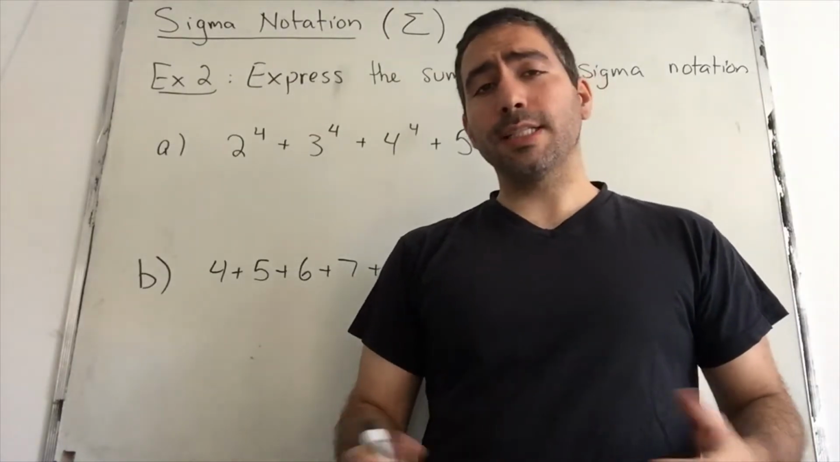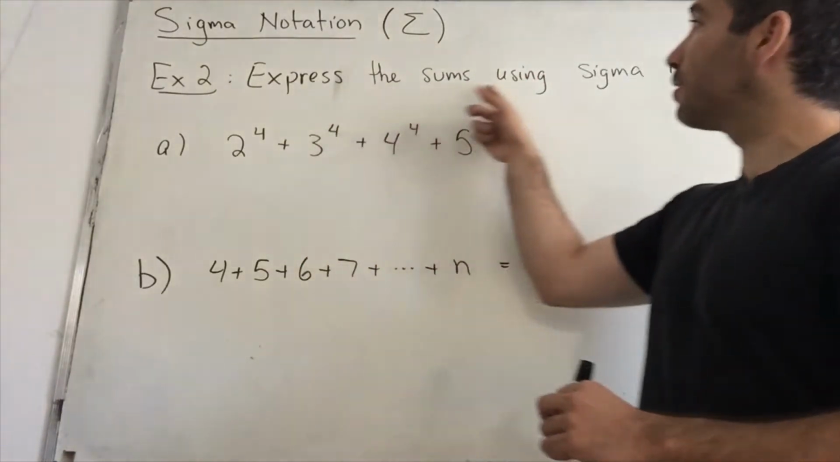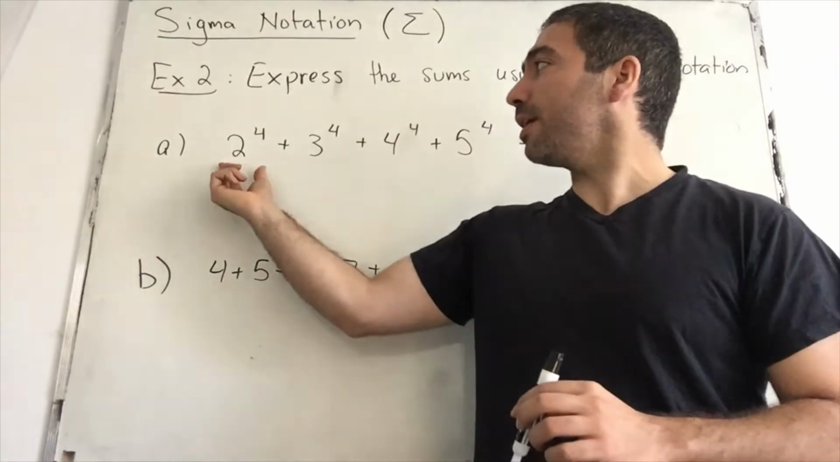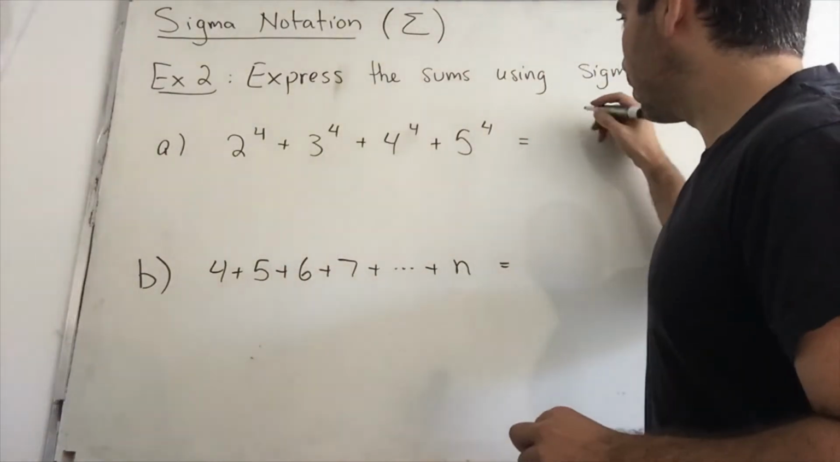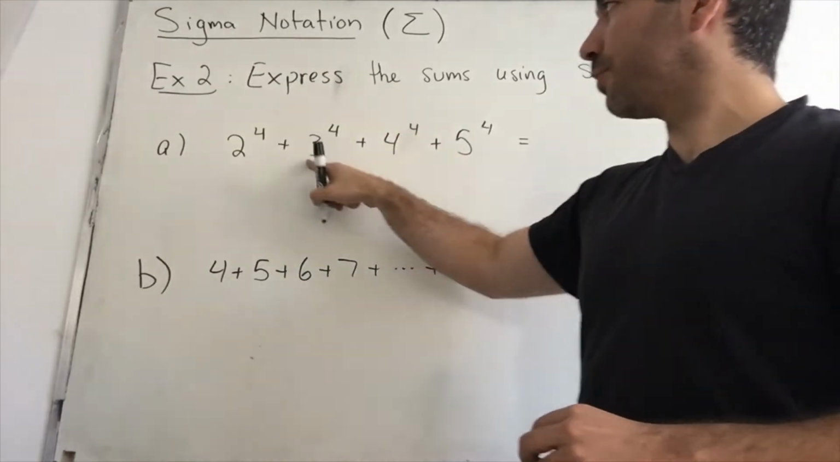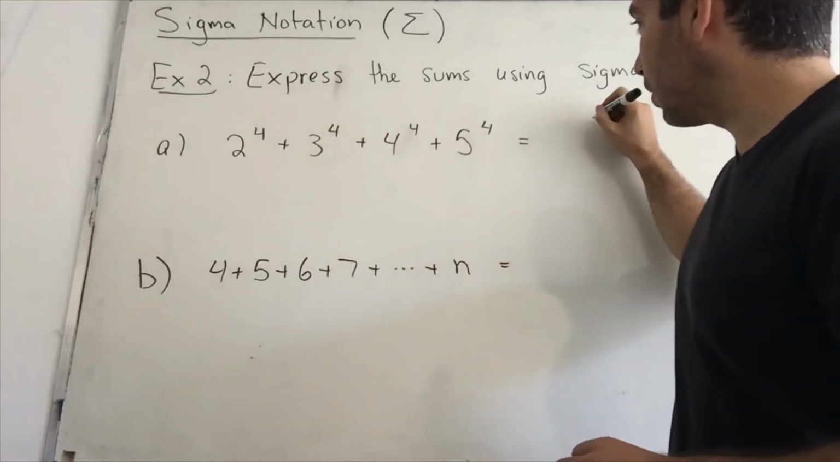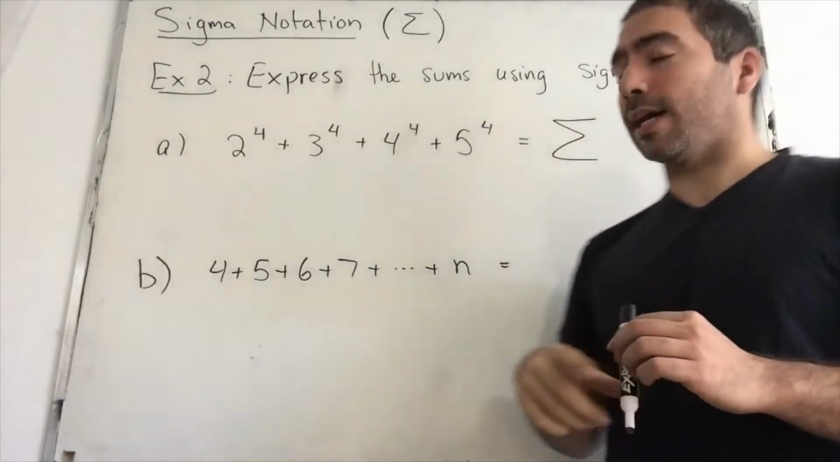Okay. So in the next example over here, we have to express the sums using sigma notation. So they write it in this form, and we're going to express it using the sigma notation. So we have 2 to the 4 plus 3 to the 4 plus 4 to the 4 plus 5 to the 4. How do we express it as a sum?